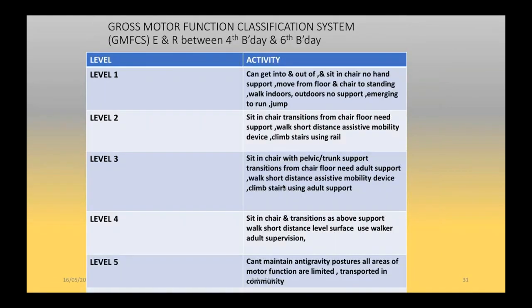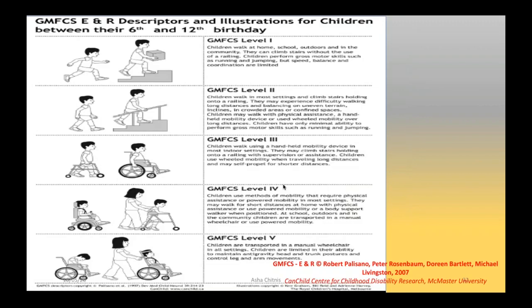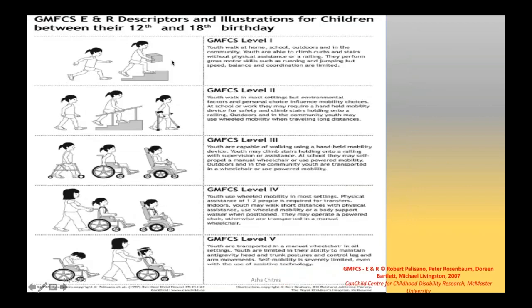What I like is this picture. I'm going to go to the second picture, which is very clear, and I'll explain it to you. Look, this is at 12 to 18. Level 1 is independent throughout. He doesn't and will never require any support. Look at level 2. If he's climbing steps as he grows older, or if he's walking in society, he may require crutches. But remember, level 3 starts with a walker.